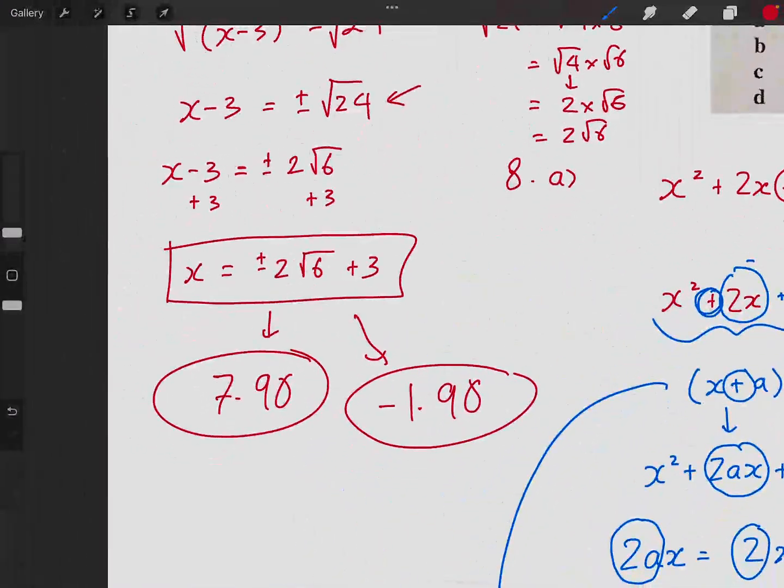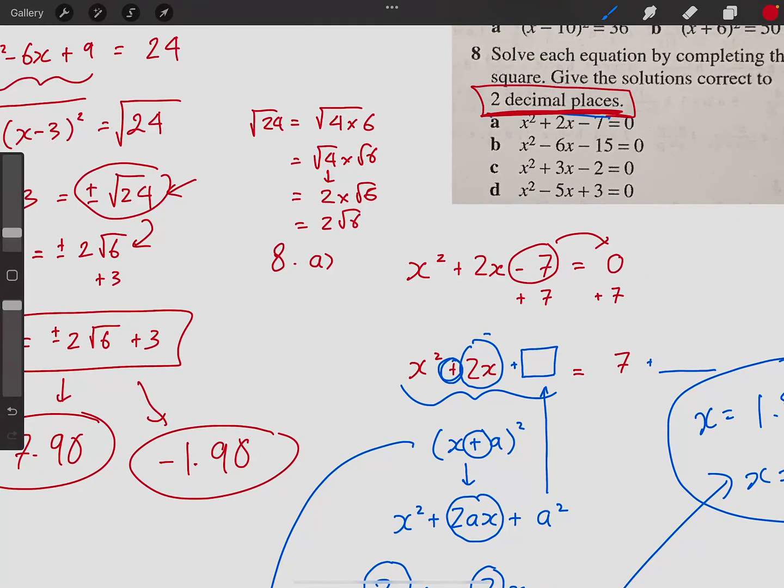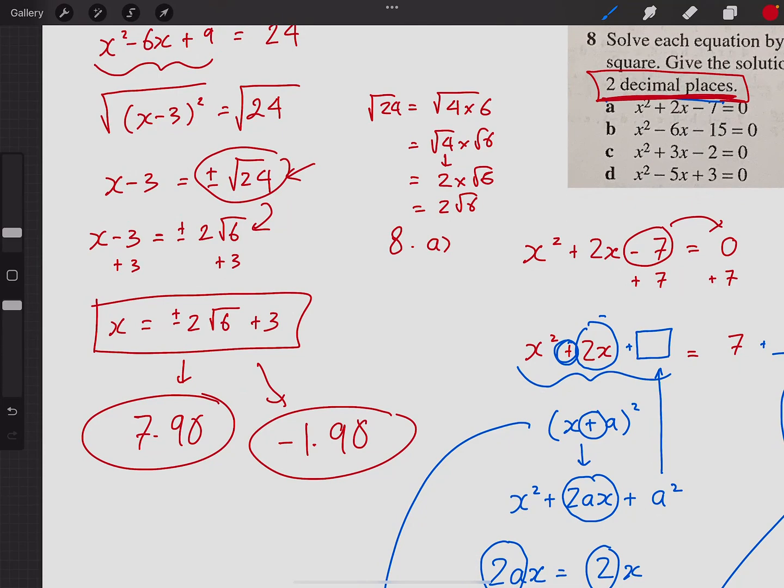Technically, you don't have to simplify this surd and get it to here. The reason is because they're asking for 2 decimal places. But let's say the question says, give the answer in simplest surd form, then you need to simplify your surd and then get this answer here. This will be the correct answer.